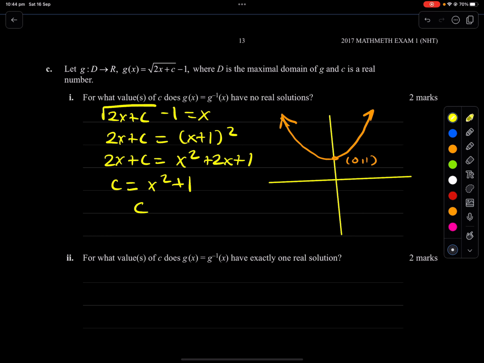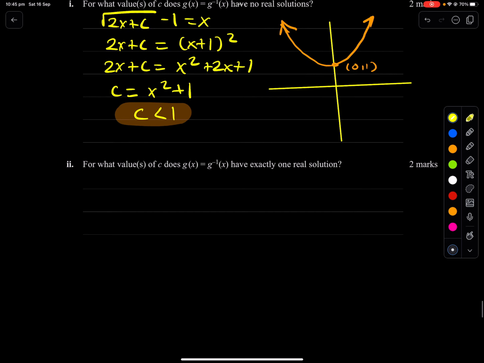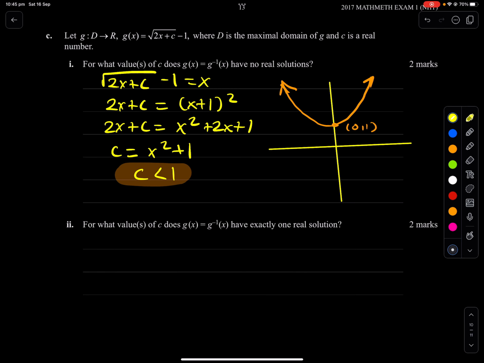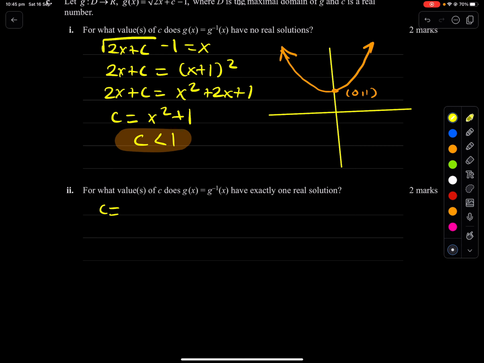So we can say c is less than 1. That's that. Just that. For what values of c does this have exactly one real solution? So if we want one real solution, it's just as c equals 0. Yeah? So c equals 0, yeah. So at c equals 1, sorry. C equals 1. What am I saying, dude? C equals 1.